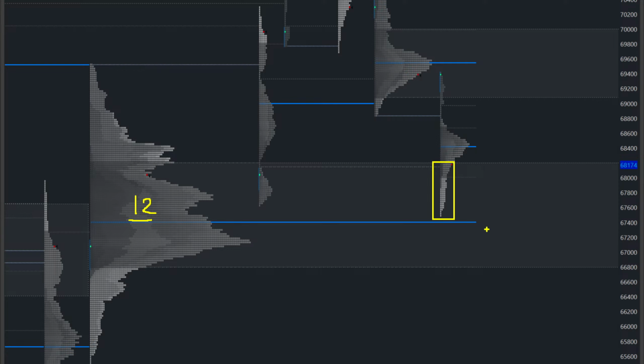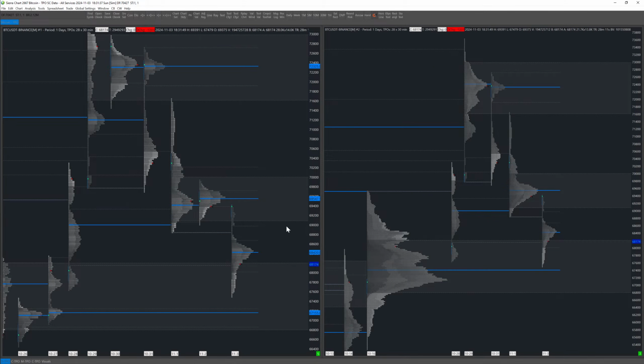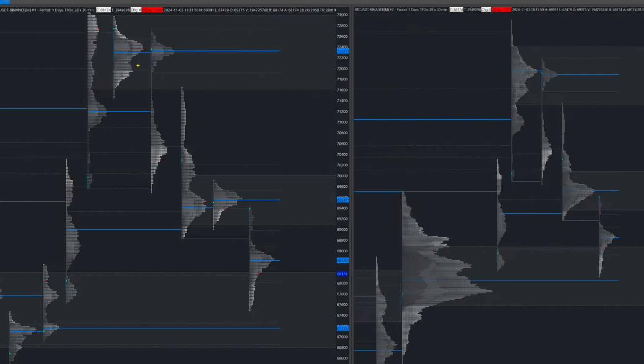What else is important? I think the naked point of control that we have here on the 12-day composite is very important, which is around 67.4K. And if we're taking a look at a regular daily profile, we can see that the previous time that we formed a 2-day composite was when we formed the initial move upwards. We formed the first day, and then we had that second day, right?